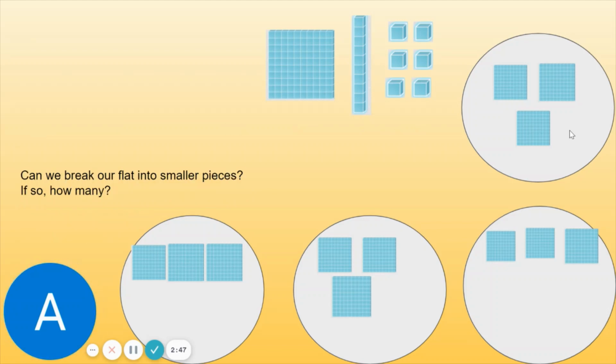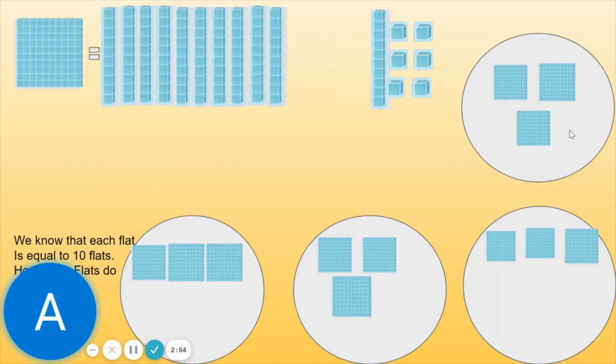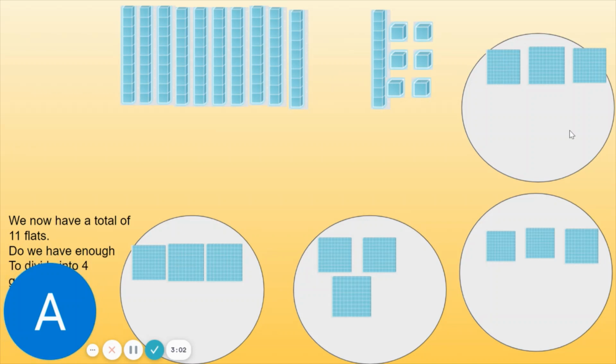Can we break our flat into smaller pieces? If so, how? How many would be there? Yep, we know that one flat is equal to 10 rods. So now how many rods do I have? Now I have a total of 11 rods. There it says flats, but that's a little typo. Do we have enough rods to divide into each group?